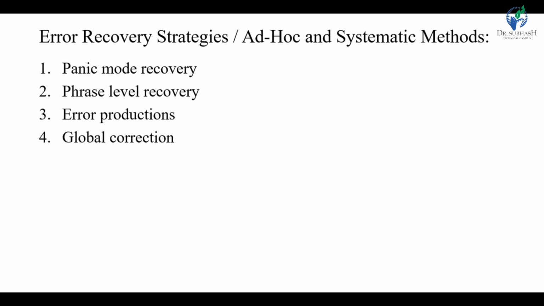Second one is phrase level recovery. In this method, on discovering an error, the parser performs local correction on the remaining input. Sometimes the parser may correct it by itself. It can replace a prefix of the remaining input by some string. This actually helps the parser to continue its job.